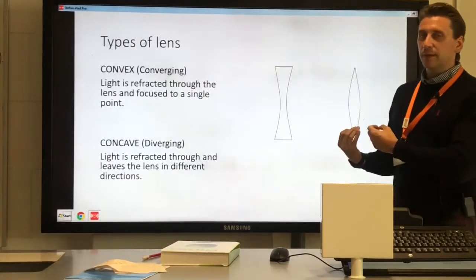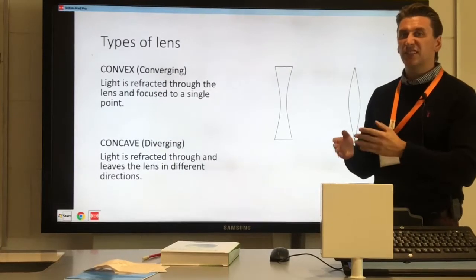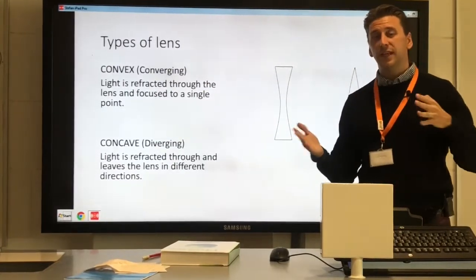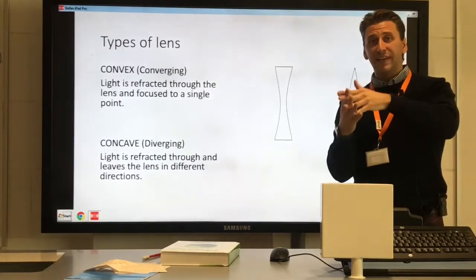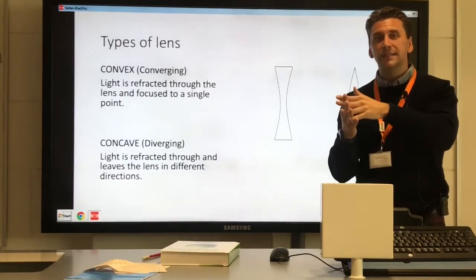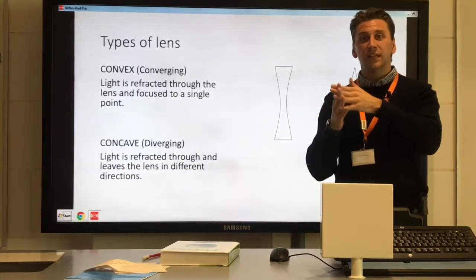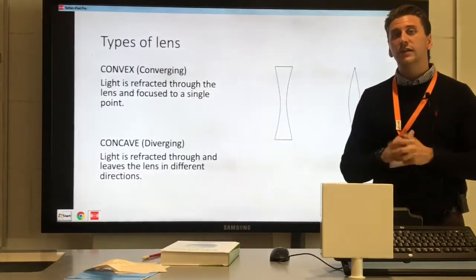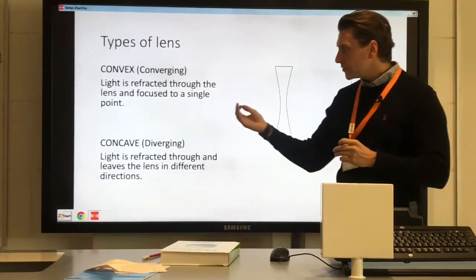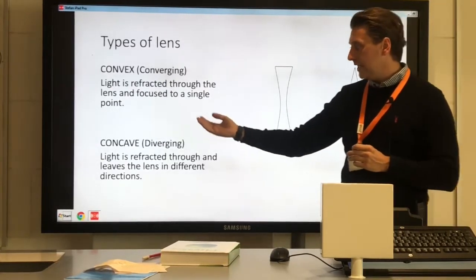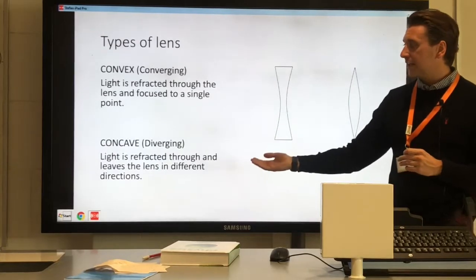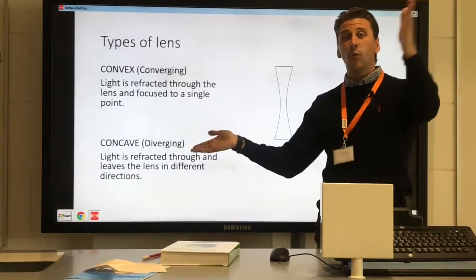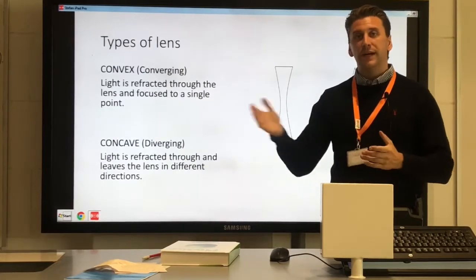Okay, and again that will make more sense when we actually look at the diagram, but essentially as light passes through a convex lens, the light is going to refract, which means it will change direction. It's actually going to come together towards what we call the principal axis, and it's going to focus together at a single point. The alternative is a concave, also known as a diverging lens. So a concave or diverging lens is when light is refracted through the lens, but it leaves the lens in different directions. It actually refracts away and outwards when it passes through that lens.